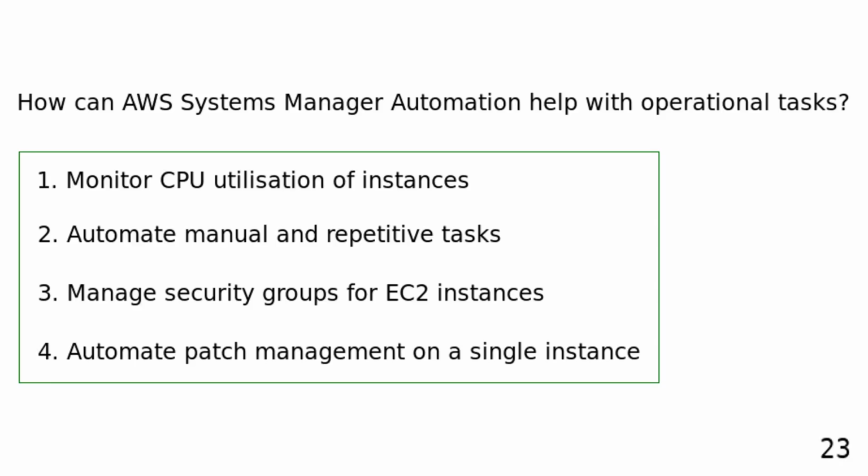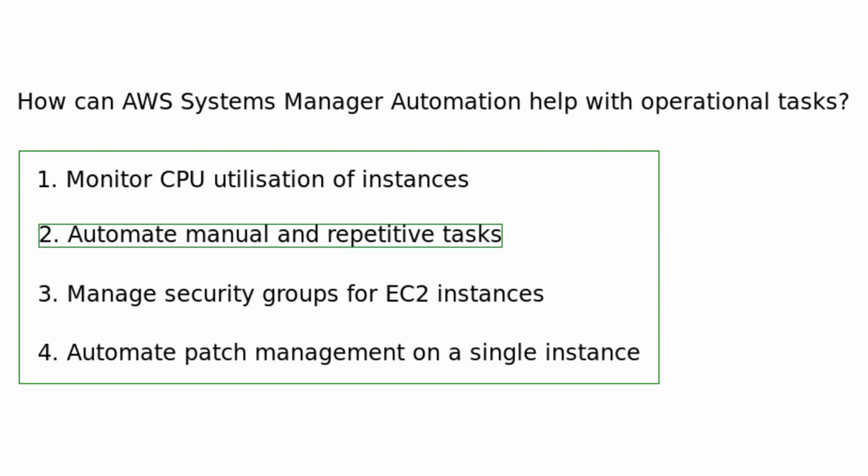How can AWS Systems Manager Automation help with operational tasks? Monitor CPU utilization of instances. Automate manual and repetitive tasks. Manage security groups for EC2 instances. Automate patch management on a single instance. AWS Systems Manager Automation enables users to automate manual and repetitive tasks, freeing up time for operational teams to focus on more strategic initiatives.